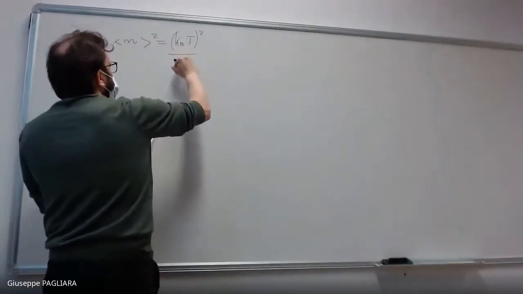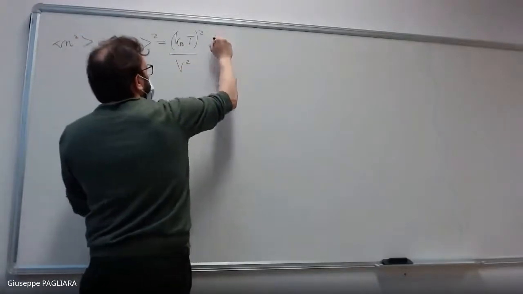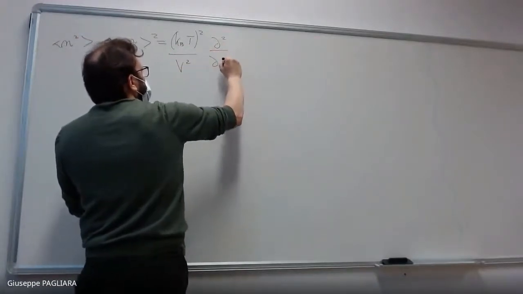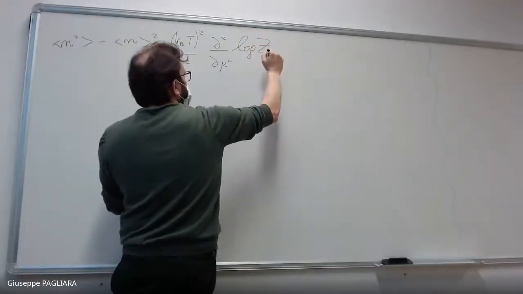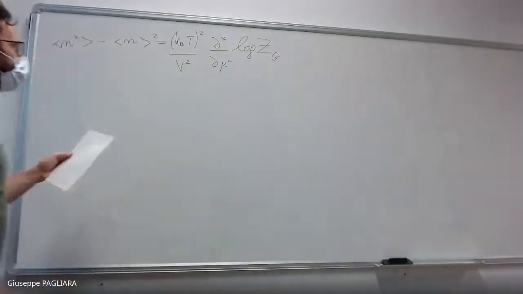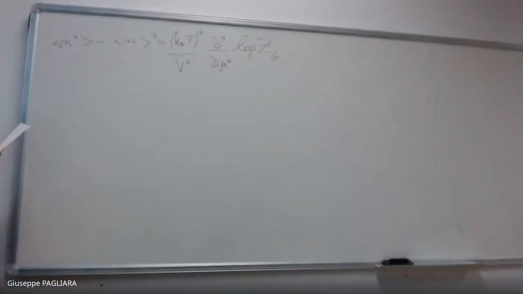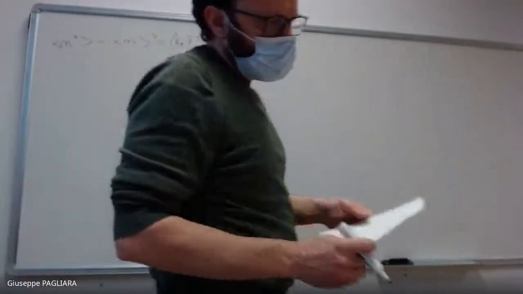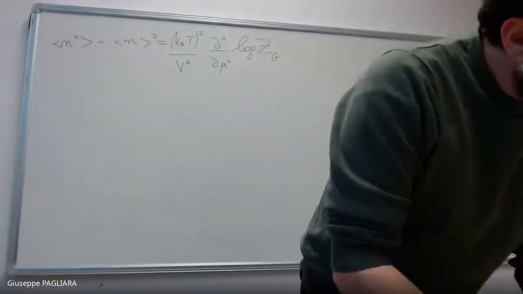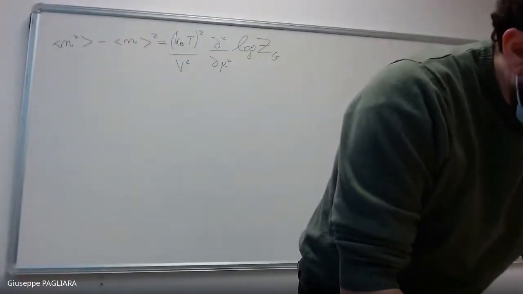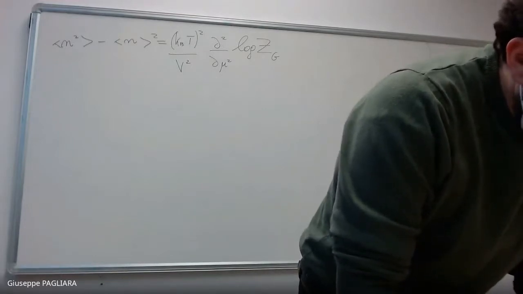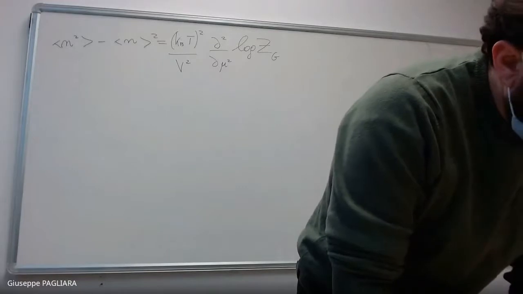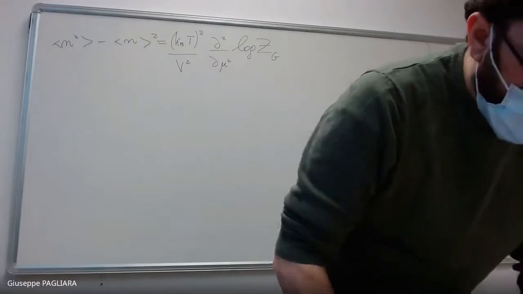kBT squared, then there is a volume squared, and then there is a second derivative with respect to mu squared of the logarithm of the grand partition function. I think this is correct. Yeah, okay, kBT squared, V squared. Okay, let me start from this point.